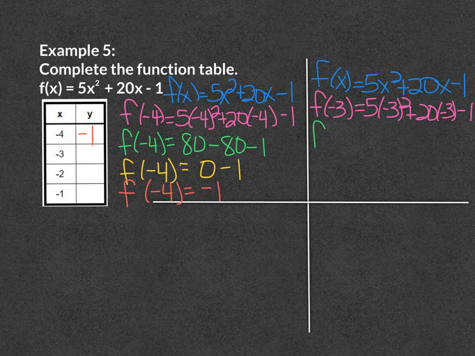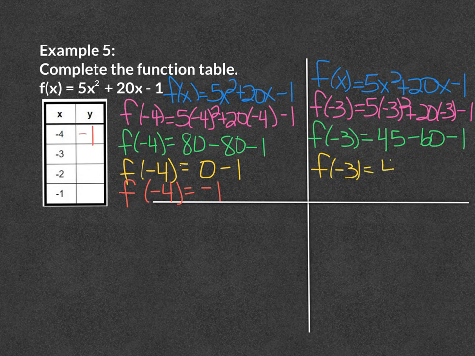So I have f of negative 3 equals negative 3 squared is 9 times 5 is 45. 20 times negative 3 will give me negative 60. Bring down negative 1. So now I have f of negative 3 equals, bring down 45. A negative 60 plus a negative 1 gives me negative 61. Bring down f of negative 3 equals 45 minus 61 will give me a negative 16. So f of negative 3 equals negative 16.